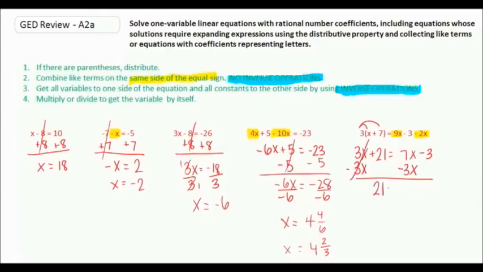which means we have 21. 7x minus 3x is 4x. So now all my x's are on the right side. We still have minus 3. Since my x's are on the right side, I need my constants on the left. So to get rid of minus 3, we're going to add 3. So I have 24 equal to 4x. And a final step is to divide by 4, and x equals 6.